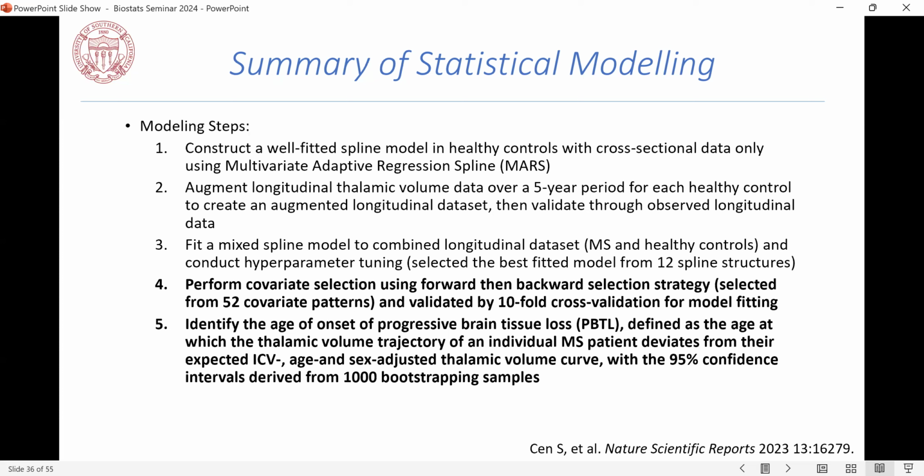Because we have no idea what the confidence interval for the age of progressive brain tissue loss is. You can't just give one number. So how confident are you? To get the confidence interval, we use bootstrapping.